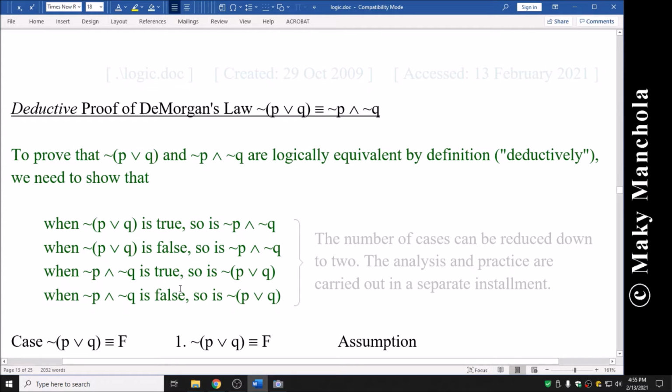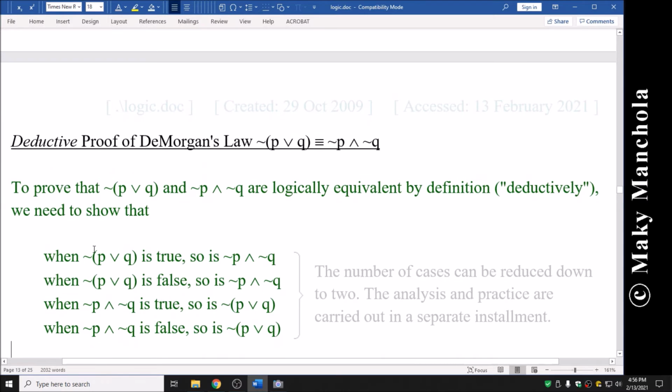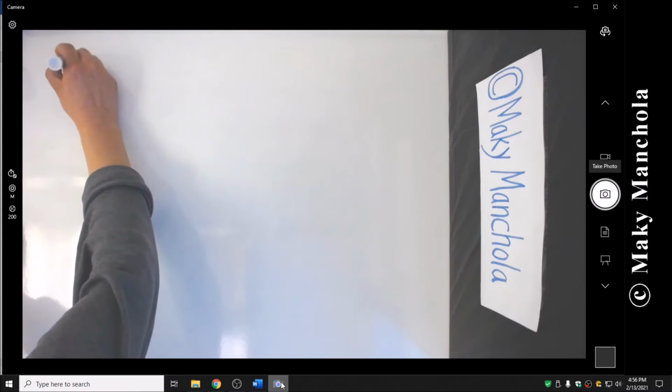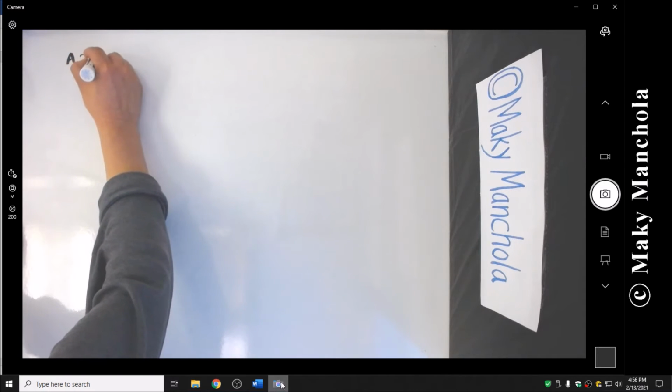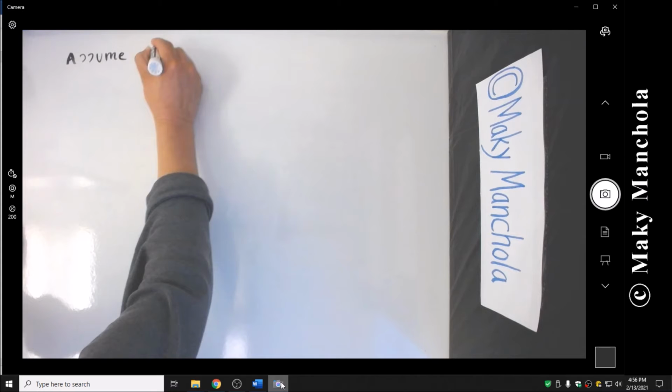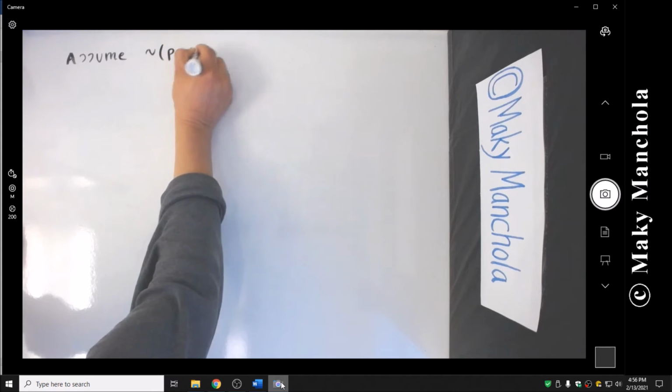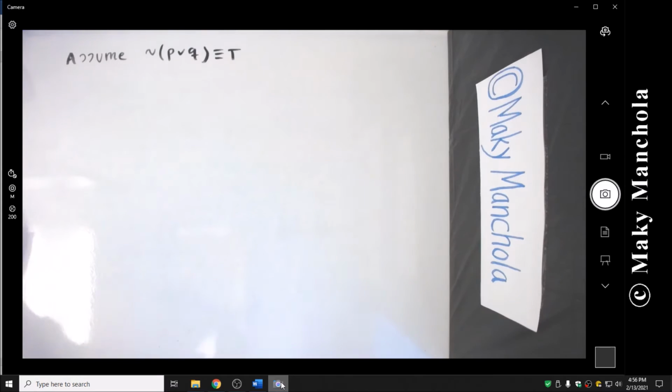As it turns out, you can reduce the number of cases to 2. But in this particular lesson, we are not considering that yet. Okay, so let's begin. Let's try this first one here. Let's assume that the negation of P or Q is true. So assume the negation of P or Q is true.